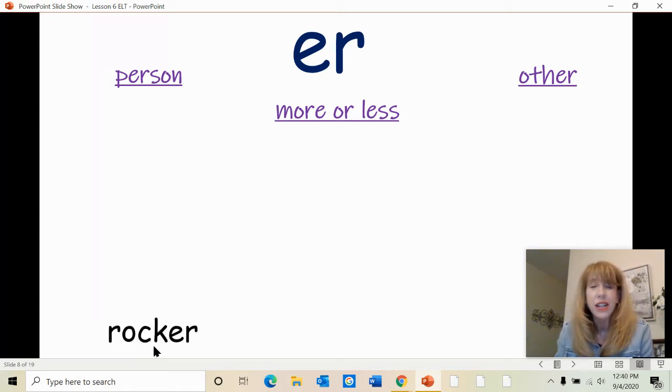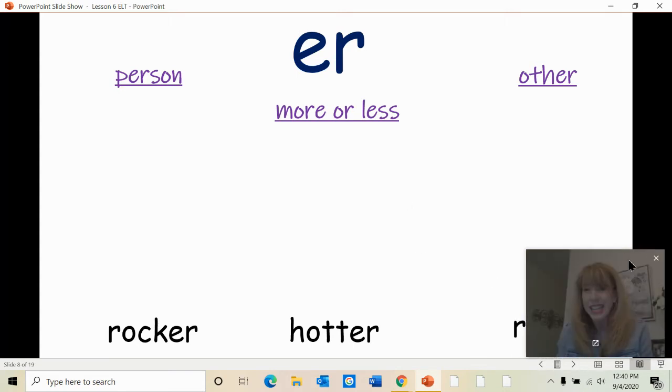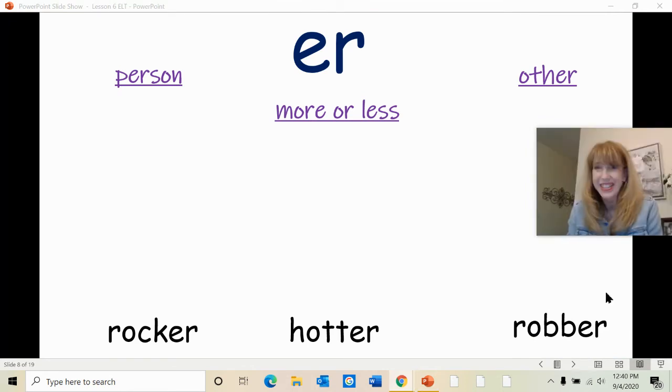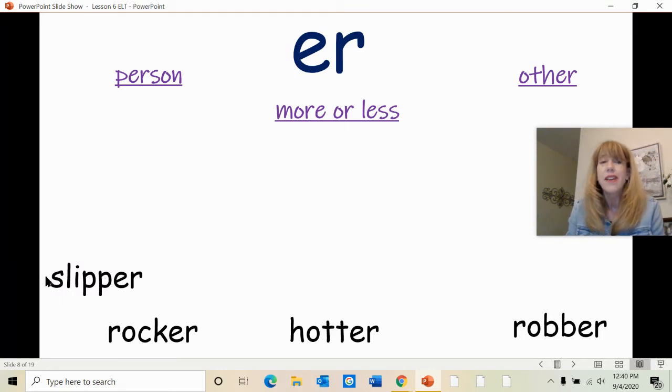We've got a rocker, and that would be a person who makes music. We have hotter, that would be more or less. We have, and I can't see it because my picture, there we go. We have robber, that would also be a person. Go ahead, try it. We have slipper. It's not a person, it's not more or less, so then it would be other.